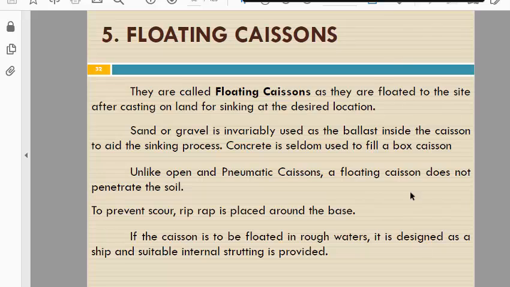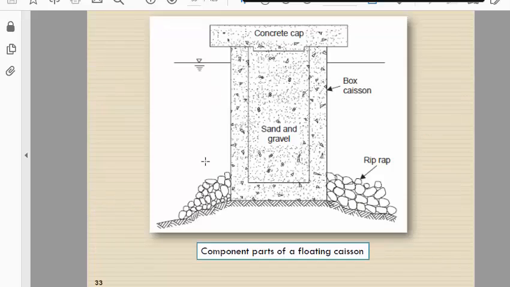The next one is floating caissons or floating foundation. So this is a typical example of a well foundation. This is an example of the component parts of the floating caisson. This is a type of box caisson. The box caisson we also call a floating foundation.